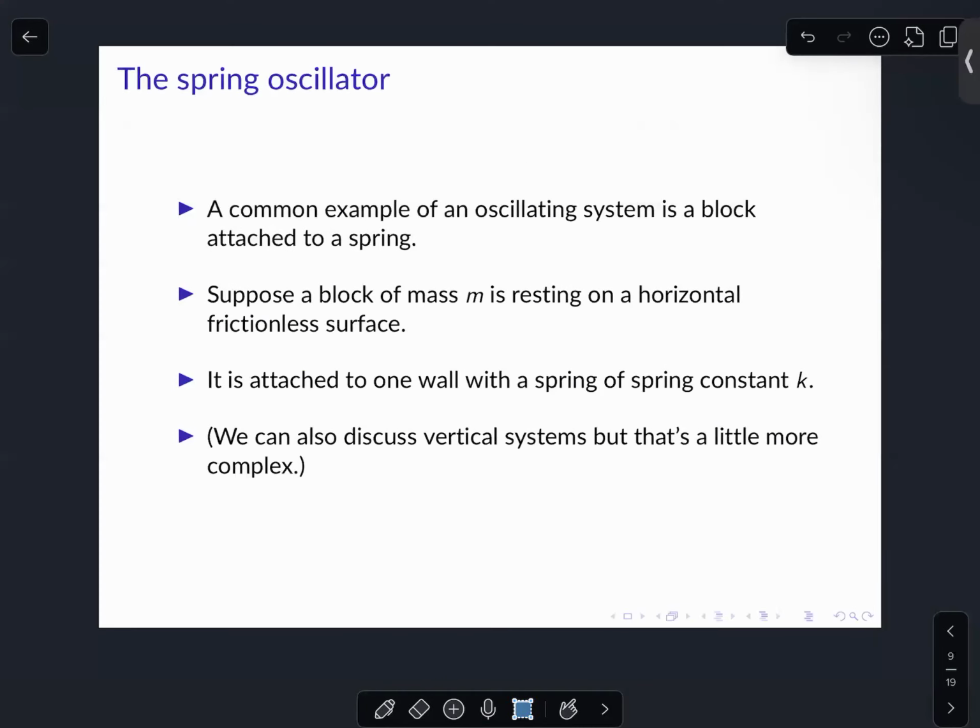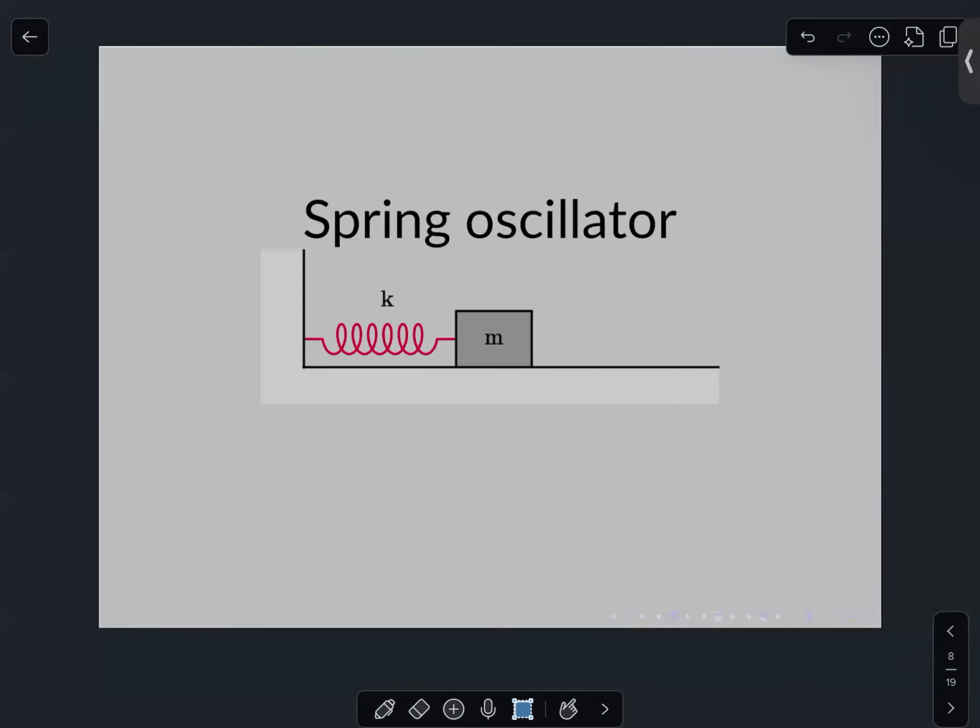Okay, let's talk about a particular example. There are two scenarios, two systems that I'm going to ask you to solve problems with: the spring oscillator and the pendulum. The pendulum's a little more complicated. We'll deal with it in detail tomorrow. So let's talk about the spring oscillator and get a foundation for this today.